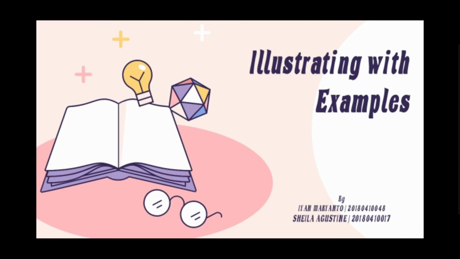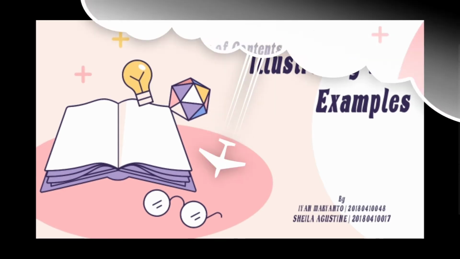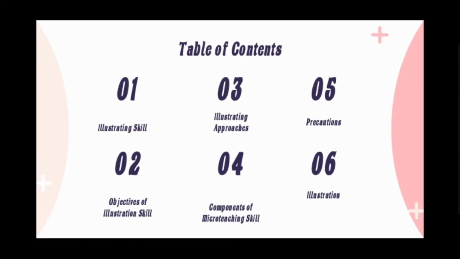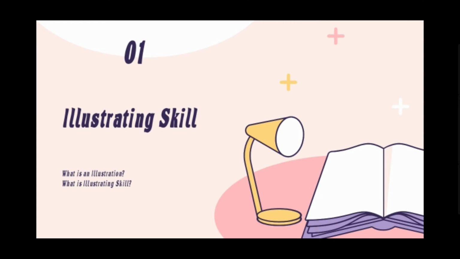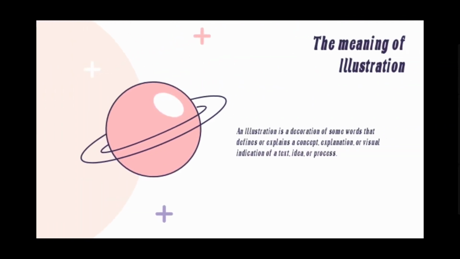In this section we are going to deliver you an explanation about the illustrating with examples technique in micro teaching. So here are our outlines or the table of contents. We do have illustrating skill, objectives of illustrating skill, illustrating approaches, components of micro teaching skill, precautions, and of course the illustration. So we're moving on to the first one, illustrating skill. What is illustration?